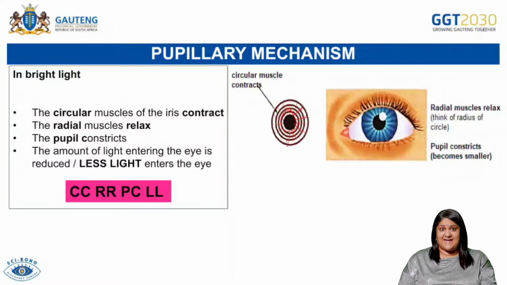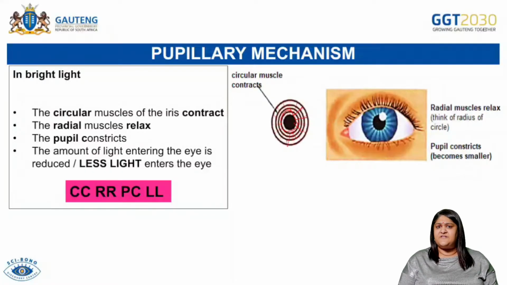So when there is bright light, we need light to see, okay, but too much light can damage the retina. So when we have bright light, we want our pupil to constrict so that we can restrict the amount of light that is entering the eye. So in bright light, the circular muscles of the iris are going to contract, the radial muscles are going to relax, and the pupil is going to constrict. And the amount of light entering the eye is reduced, so less light enters the eye.